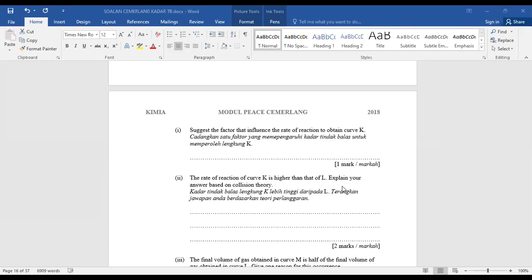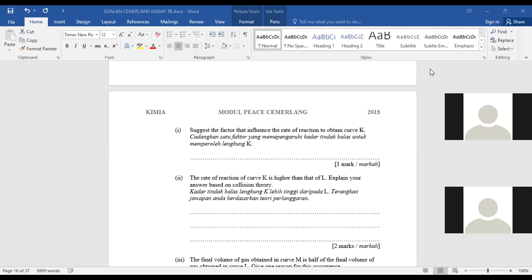Okay. Now, when we are talking about this collision theory, did you notice that in part 1, we have already mentioned the factor, which is the temperature. So in part 2, we are not going to mention the temperature anymore. So what will be the next sentence that you are talking about? Vernon, can I get your answer?